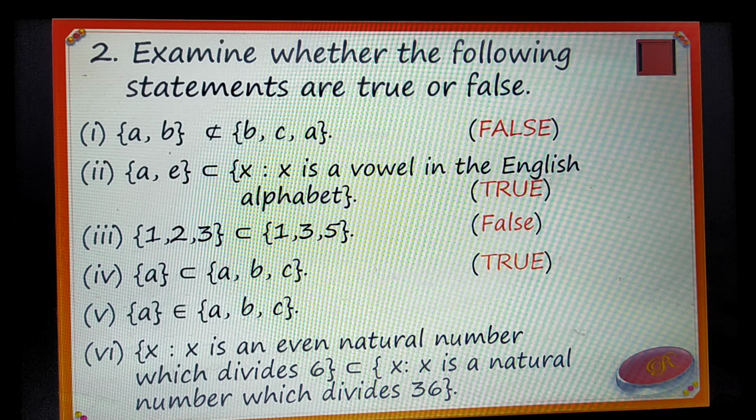Number 5. Set with element A belongs to set with elements A, B, C. Solution. False. Because first set is a subset of second set. Number 6. Set of all x such that x is an even natural number which divides 6 is a subset of set of all x such that x is a natural number which divides 36. Solution. True.